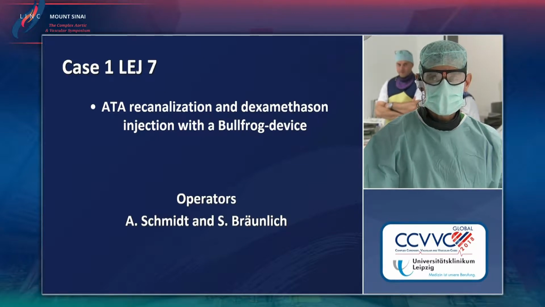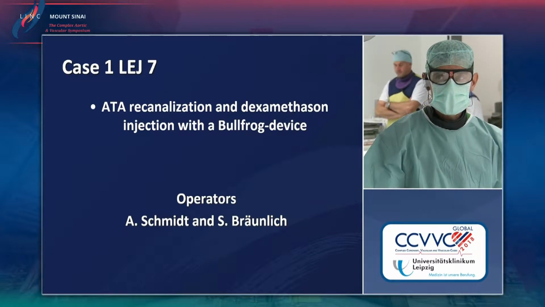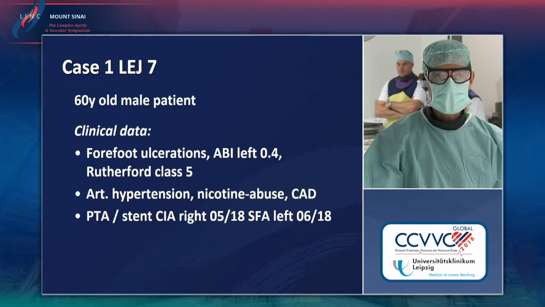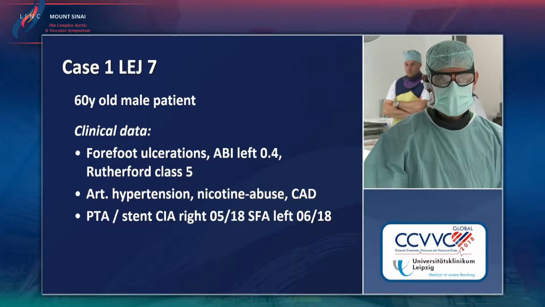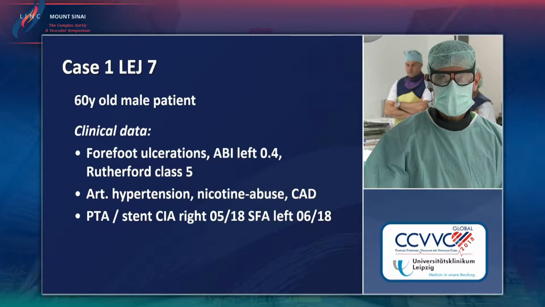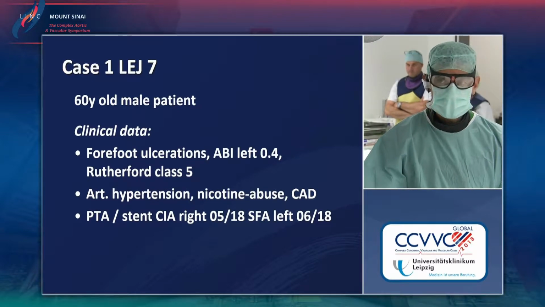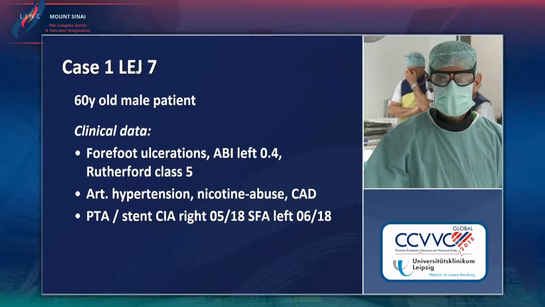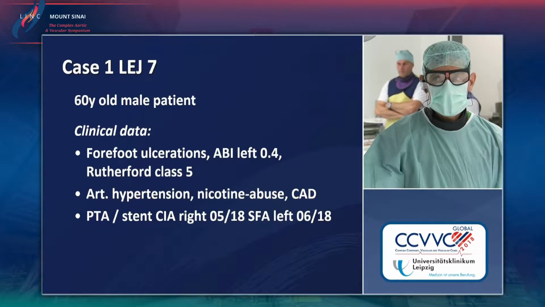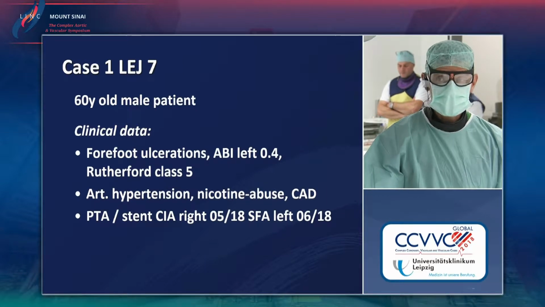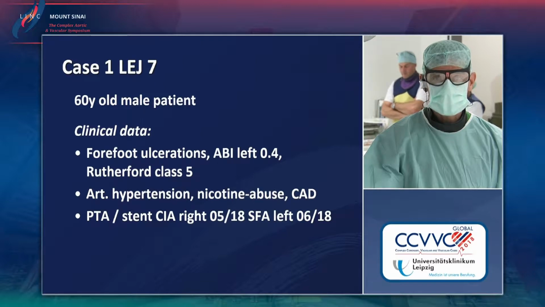Yeah, so this is a case where we want to use the bullfrog system to inject dexamethasone, but also potentially use the TAC system if we have dissections to treat after ballooning of an anterior artery occlusion. It's a relatively young patient, a diabetic patient as well, with forefoot ulcerations. He had already quite some treatments of iliacs, but also SFA. Also SFA left this month, quite calcified.